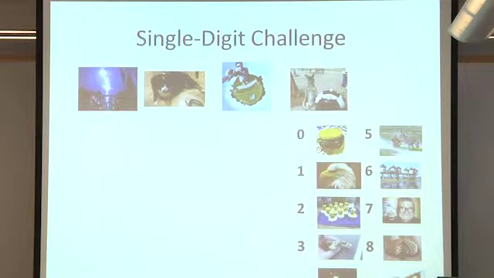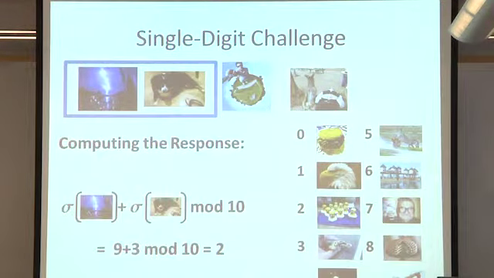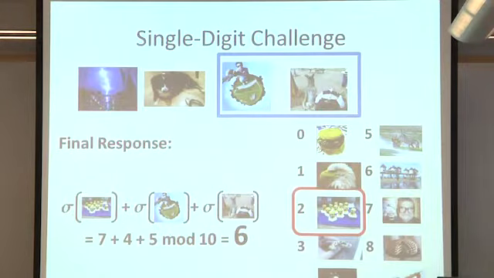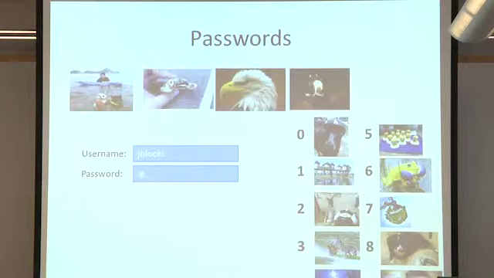OK, so this is what the authentication experience would look like in this scheme. To authenticate, you respond to a sequence of single-digit challenges. In this case, a single-digit challenge is 14 images displayed on the screen as follows. To respond, the user starts off with the first 2 images and adds them together. In this case, 9 plus 3 is 2 mod 10. You look up the second image in this table over here and add that image to the remaining 2 images. So in this case, 7 plus 4 plus 5 is 6 mod 10. And so if you're logging in, the first digit in your password would be 6.